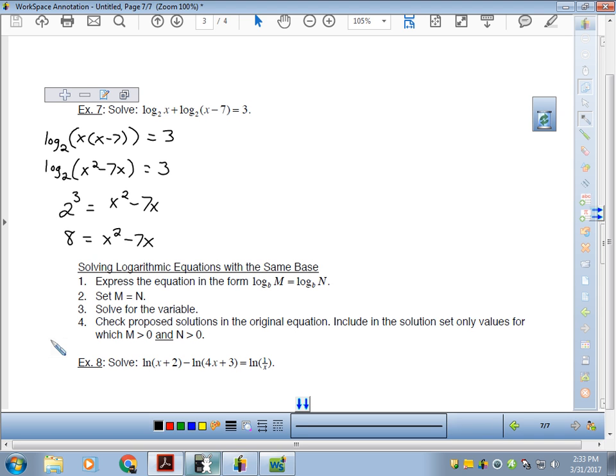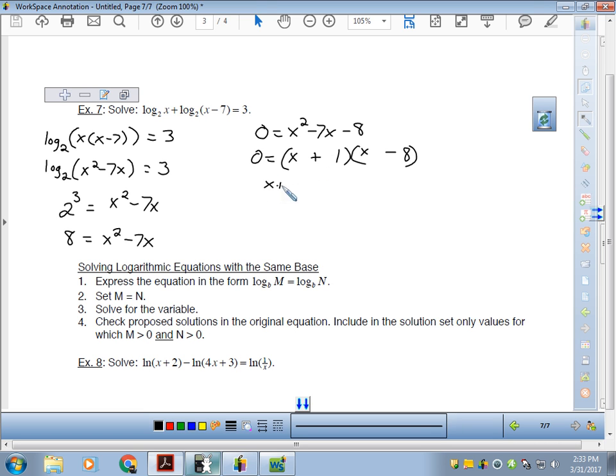Since there are x squareds and x's in this equation, we would like to make it equal 0 so that we can factor or use the quadratic formula. So we need to take this 8 and move it over. So 0 equals x squared minus 7x minus 8. And that will factor. To make x squared, I need x times x. To make an 8, I could have either 2 times 4 or 1 times 8. For it to be a negative 7 in the middle, it's going to have to be 1 times 8, with the 8 being negative and the 1 being positive.